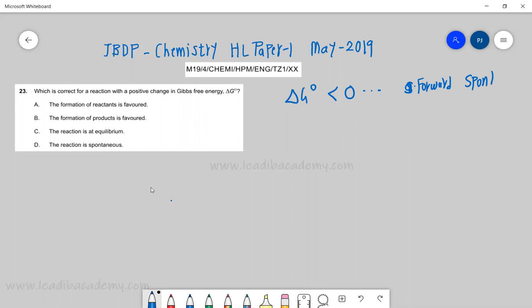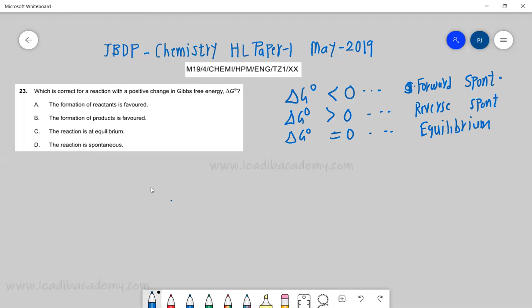Delta G greater than 0 means the reverse reaction is spontaneous. And when delta G naught is equal to 0, that means there is an equilibrium. These are the important concepts. Delta G naught is the Gibbs free energy under standard conditions. Very simple. So if it is a positive change, what should be the answer?